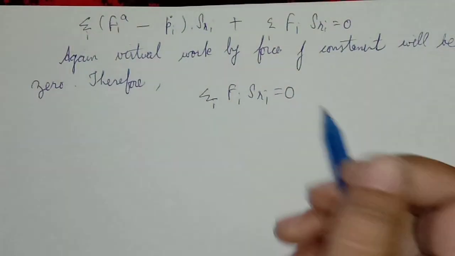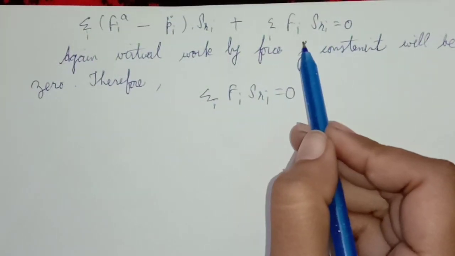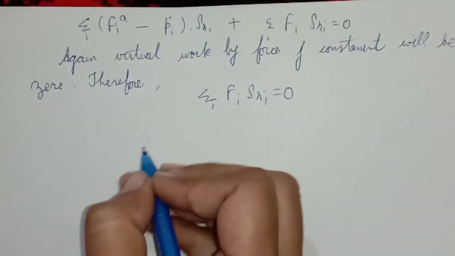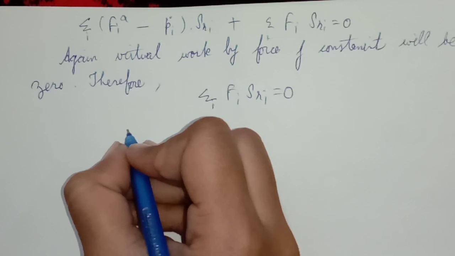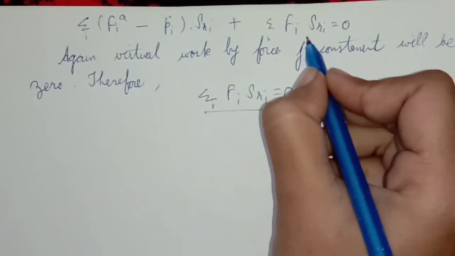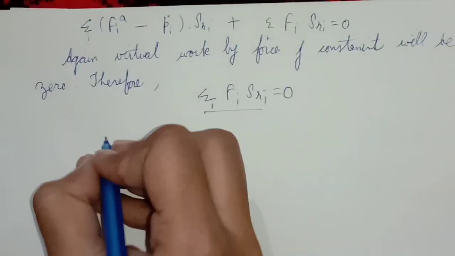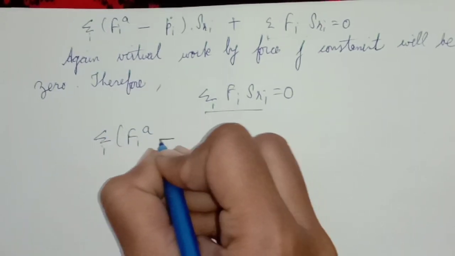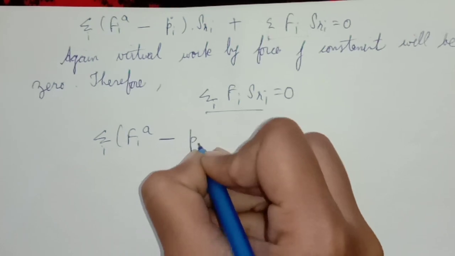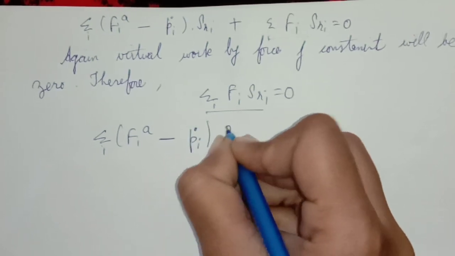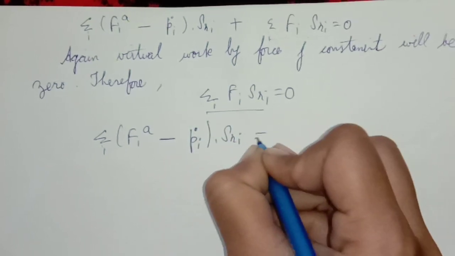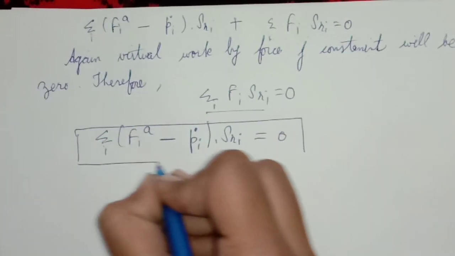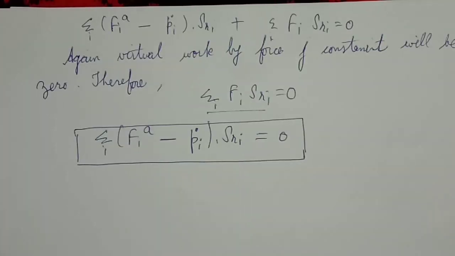That means when we take the constraint force, it again becomes 0. So this equation will become 0, and we get the value of D'Alembert's principle. So we can get from here summation i (F_i^a, which is the applied force, minus the change in momentum with respect to time) dot delta r_i equals 0. So this is the equation of D'Alembert's principle.